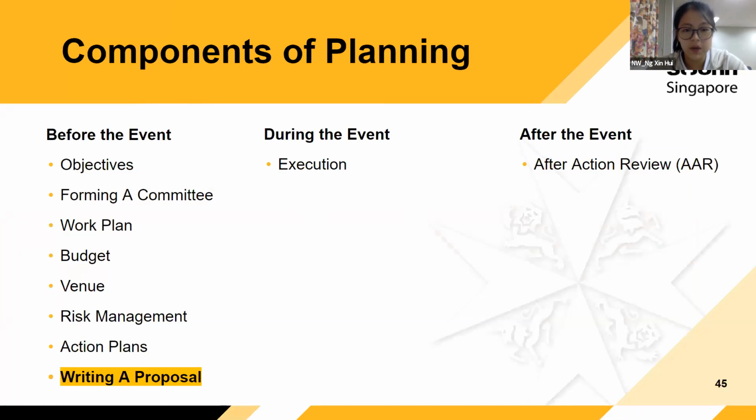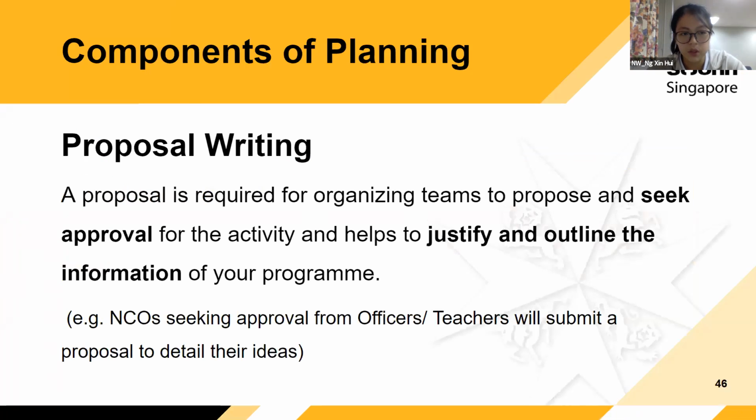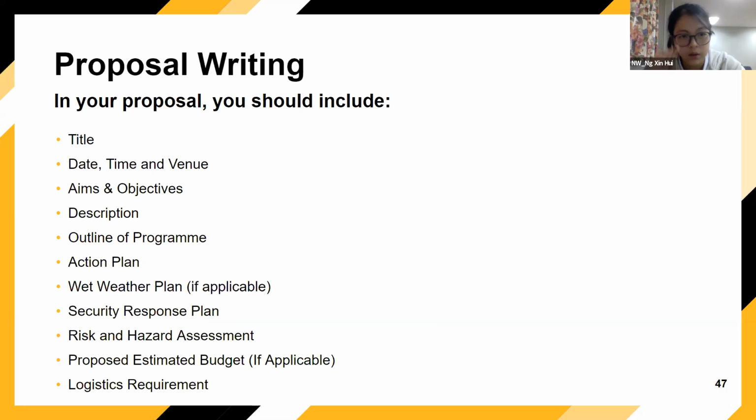So the last component of planning before an event will be writing a proposal. A proposal is used to propose and seek approval for an activity. It helps to justify and outline the information of a program. So you can take a read about the things you should include in the proposal.